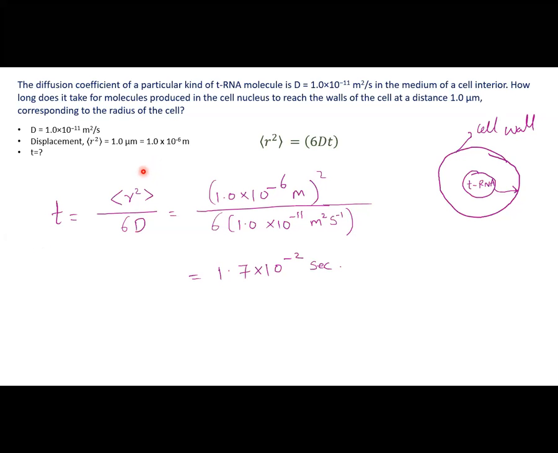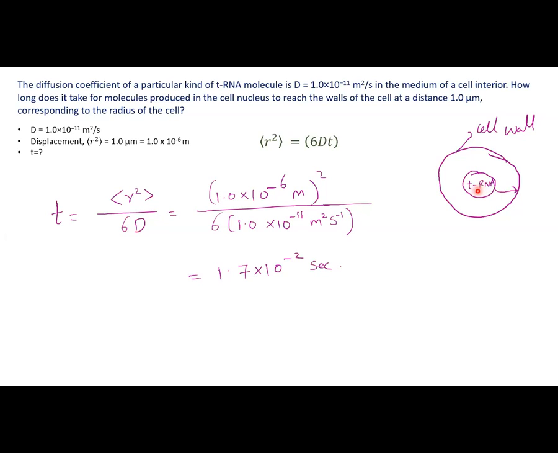Next problem, and this is our last problem for this video and this chapter. The diffusion coefficient of a particular kind of tRNA molecule is 1 times 10^−11 meters squared per second in the medium of a cell interior. How long does it take for molecules produced in the cell nucleus to reach the walls of the cell at a distance of 1 micrometer, corresponding to the radius of the cell? So let's imagine this is a cell with a radius of 1 micrometer, and the tRNA is produced, let's say, in the nucleus of the cell.